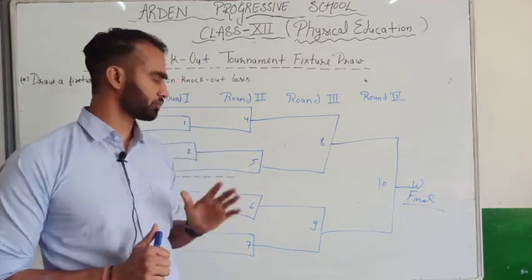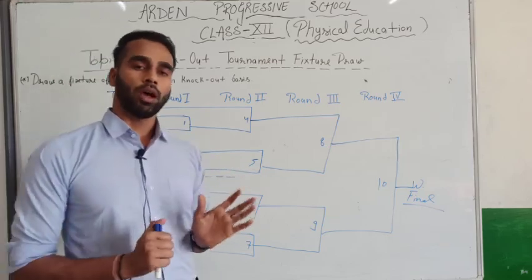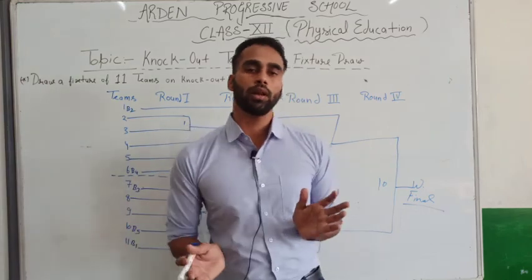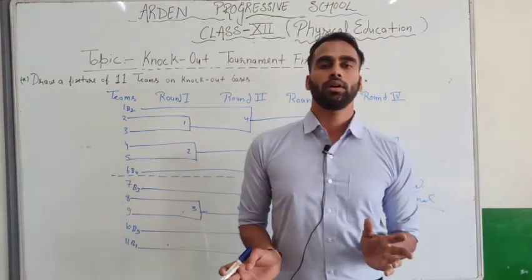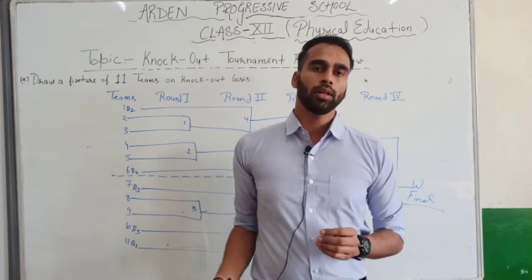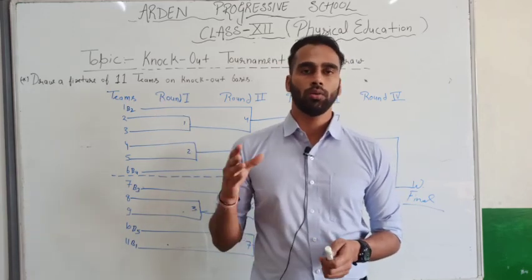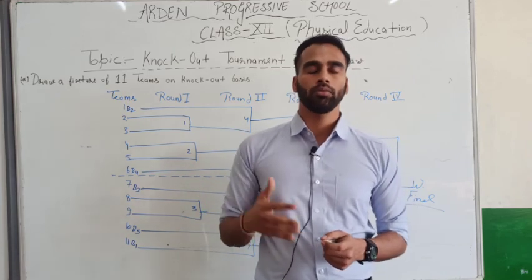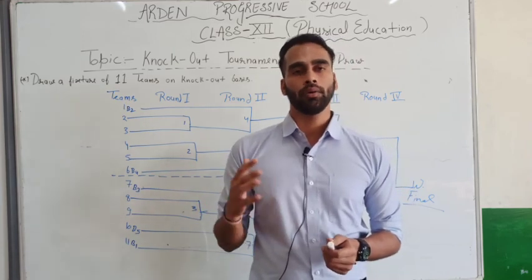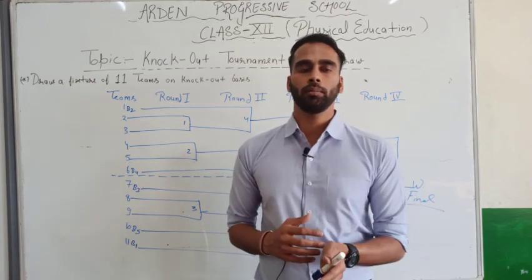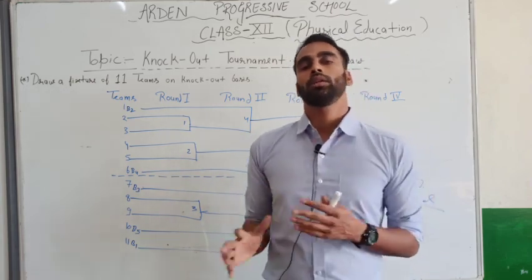Okay class, I hope you all understand about all these topics, how to draw a fixture in a knockout tournament, and how to calculate all the methods: how we come to the byes, how the teams are divided into upper half and lower half, and also how many rounds and how many matches are conducted in this tournament.